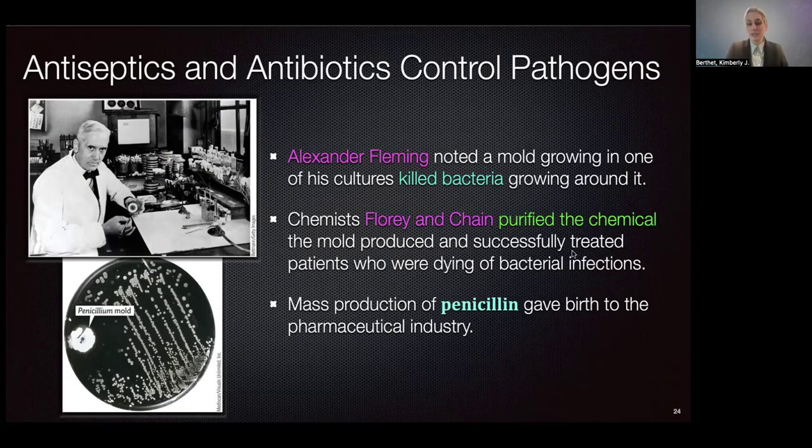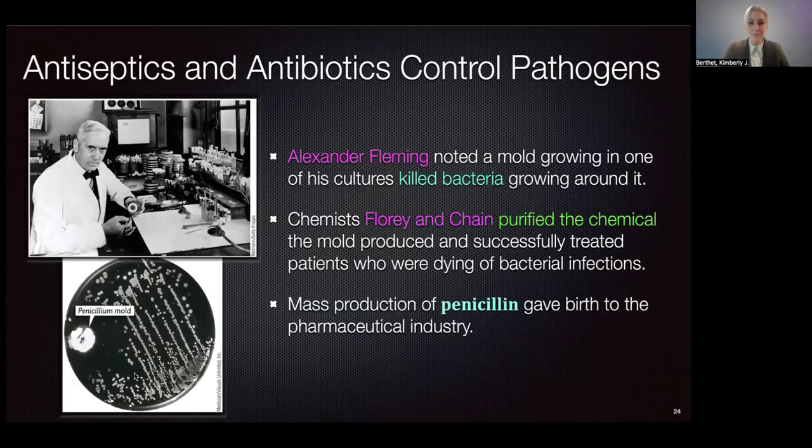Here we have Florey and Chain, who were able to purify the penicillium fungus, and then actually extract penicillin from it, which was causing the microbes not to grow. And that was used in treatment. Interesting story: the first person to be treated with penicillin was a police officer who cut himself on a rose bush outside of his house.